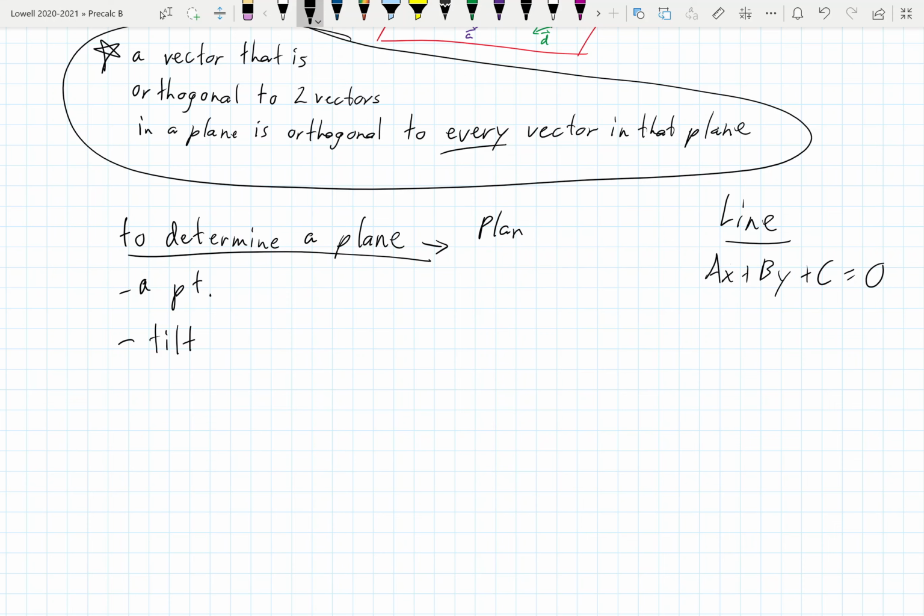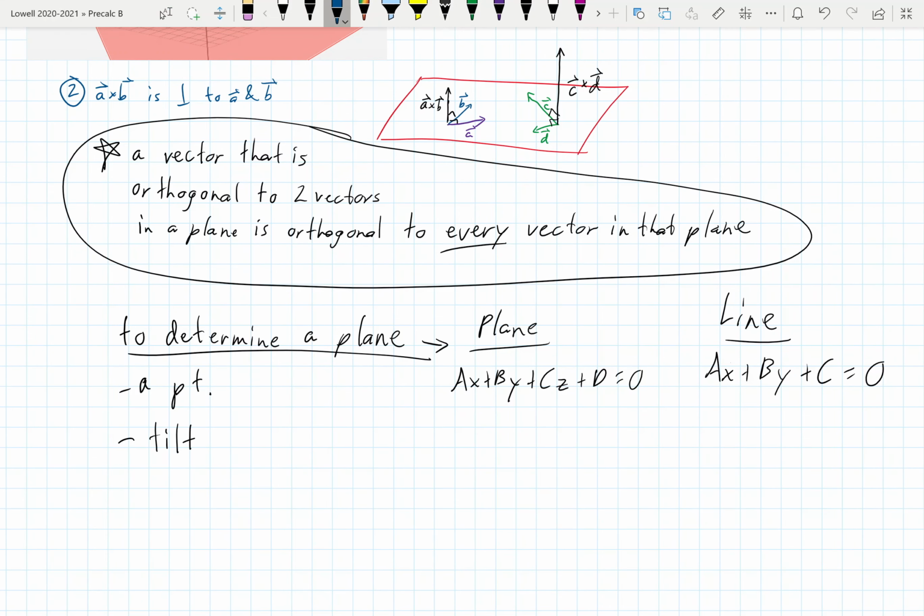For a plane, it's similar, it's in 3 dimensions. It's the 3-dimensional analogy of a 2-dimensional line. Okay, so it's ax plus by plus cz plus d equals 0. Okay, bear with me here. This is actually pretty neat. This piece here is going to help us with actually determining the tilt of the plane.